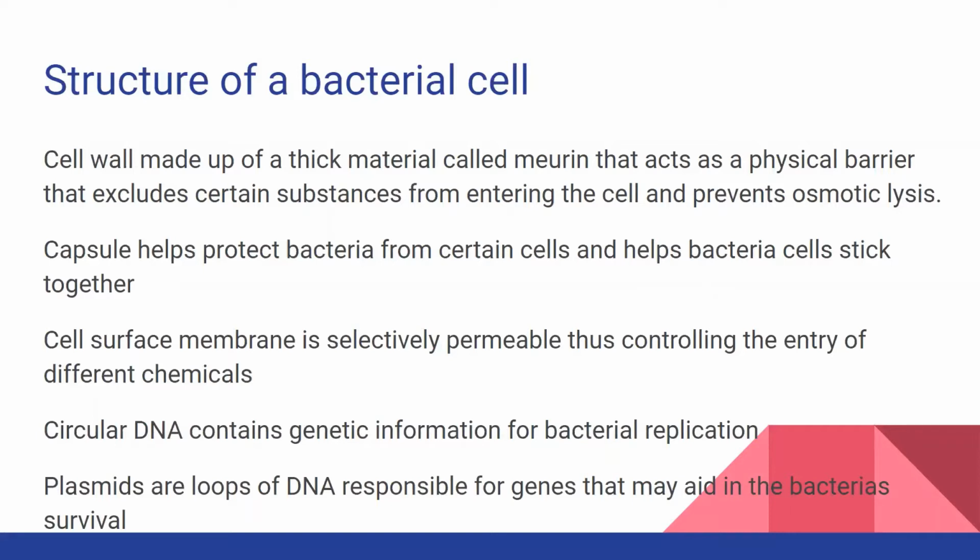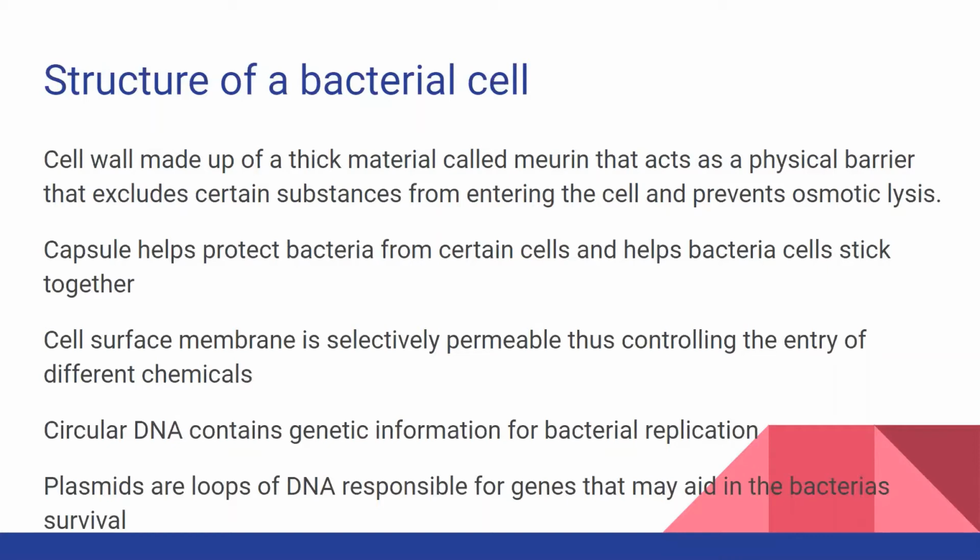So the next part of the bacterial cell is the capsule. The capsule helps to protect bacteria from certain cells and helps bacteria to stick together, and that often helps in terms of protecting an individual bacterium, because often bacteria are stronger in groups. The cell surface membrane is selectively permeable, thus controlling the entry of different sorts of chemicals.